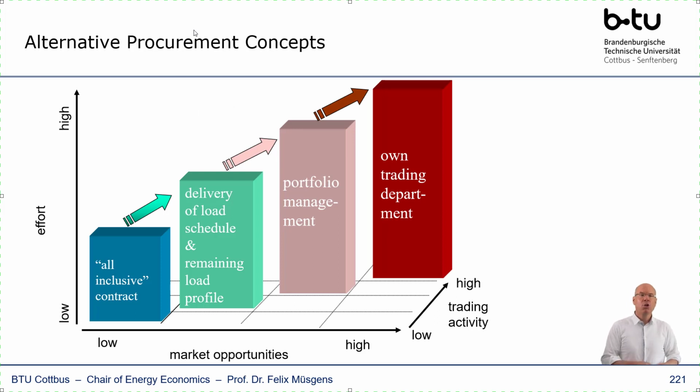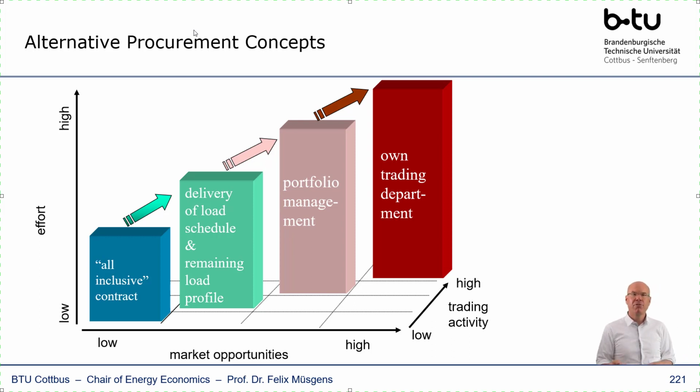This slide here shows the different options from the all-inclusive contract on the lower left, which has low effort, but of course then also low market opportunities and low trading activities. From there you can increase complexity, effort, market opportunities, trading activities, step by step, to on the very right in the back, your own trading department.